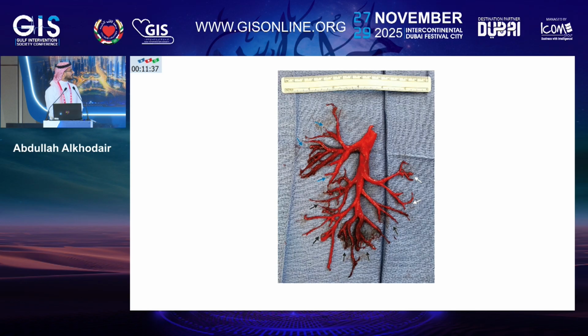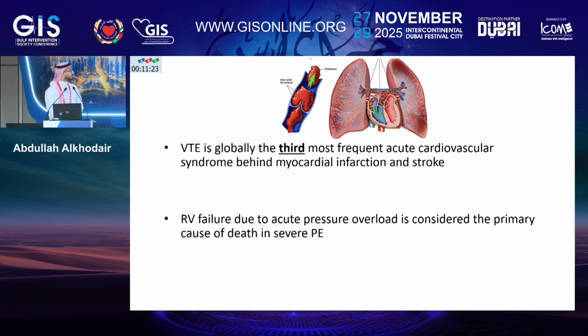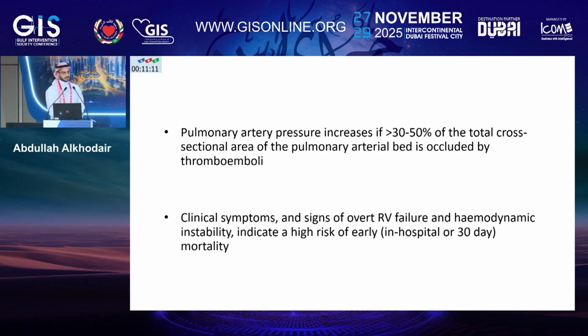But we've all seen pictures like this circulating on the internet and social media demonstrating how heavy the burden of PE clots can be. When you're faced with this, you wonder what's the best way to manage it. We know that PE is a known killer. It usually does so by creating RV failure due to the acute pressure overload. Pulmonary pressure can go up when 30–50% of the total cross-sectional area is occluded by thromboemboli. The clinical symptoms and signs of overt RV failure indicate a high risk of early mortality.